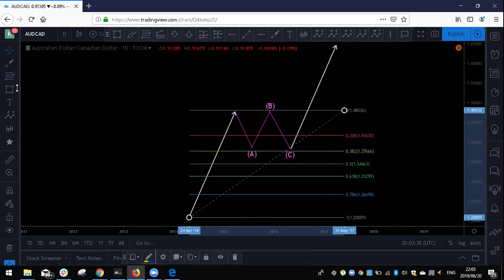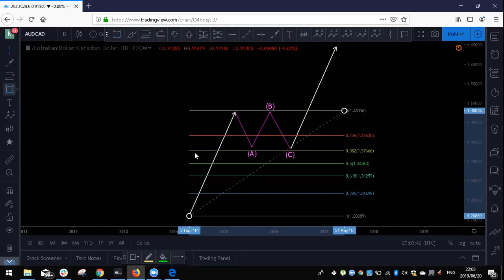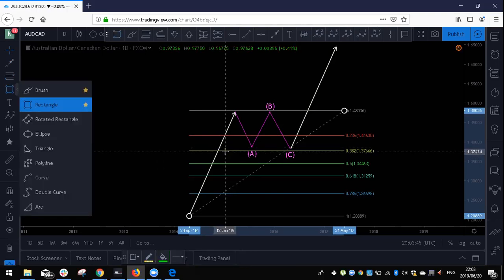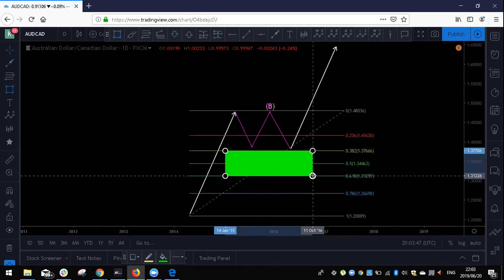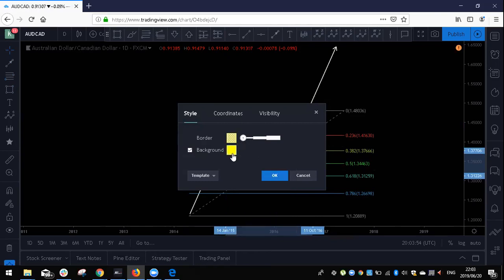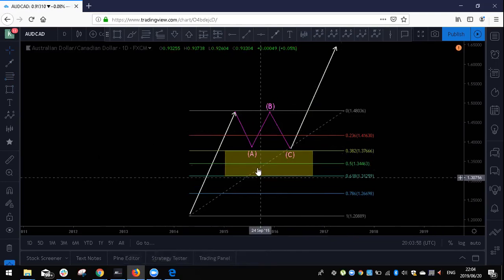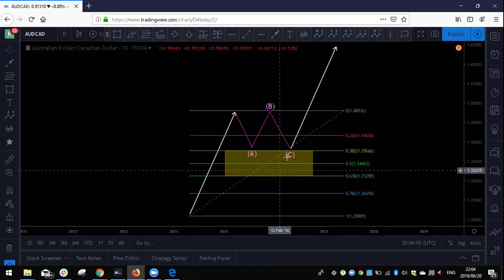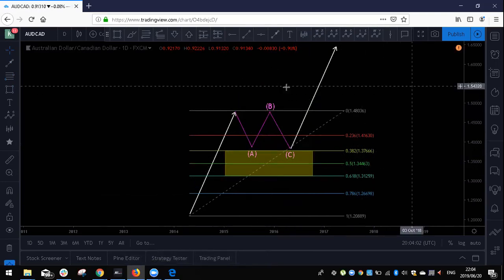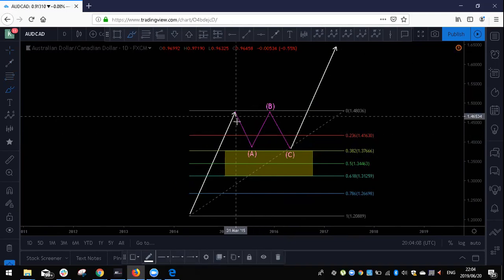So your zone would be there. Your zone would be there, and price sometimes would not get inside the zone. But the entry method is the same. You just look at, maybe you can enter there.